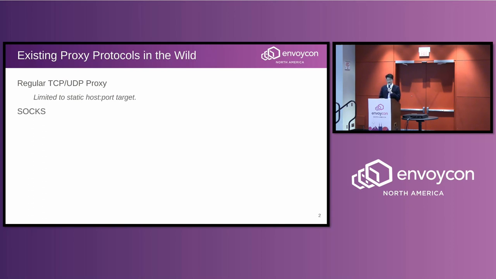To overcome this limitation, the SOCKS protocol was developed a long time ago. And it defined request commands to let clients open a TCP or UDP socket to an arbitrary target address port. However, it sends that information in plain text. So anyone who watches the network can see which servers a client accesses.